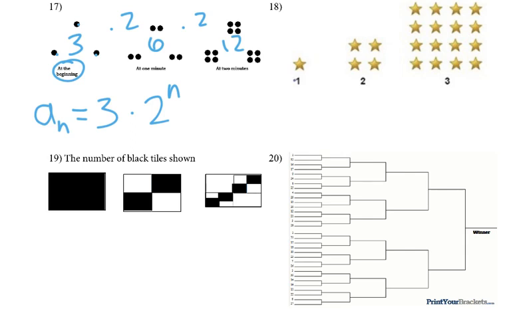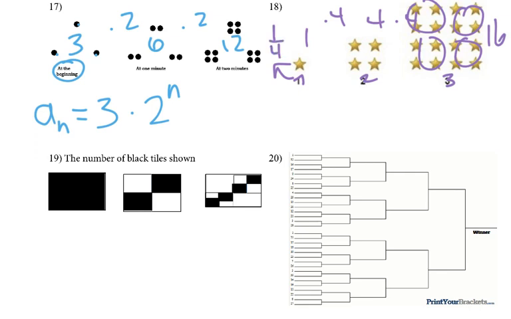Okay, looking at 18, we've got our first term, second, third. So we have 1, 4, and then 16. So we could be adding 3, but that won't get you to 16, so we definitely have to be timesing by 4. Okay, now if we go back, 1 divided by 4 would give us 1/4, or 0.25.